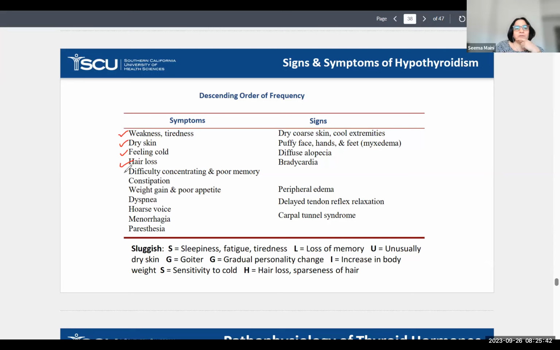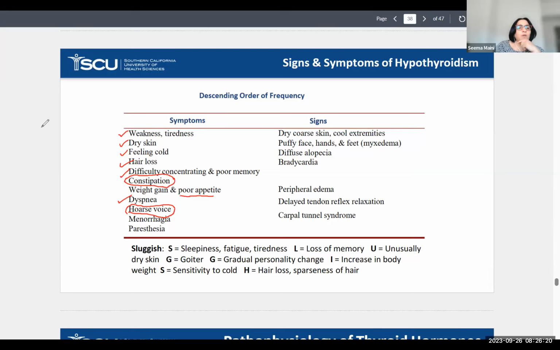Okay, there is poor memory, difficulty in concentration, constipation, a very common presenting complaint. Weight gain in spite of poor appetite, dyspnea. There may or may not be hoarseness of the voice. Now you'll say, why should there be hoarseness of the voice? This is because of fluid accumulation, and sometimes there is swelling of the vocal cords causing hoarseness of the voice. But I have a question.